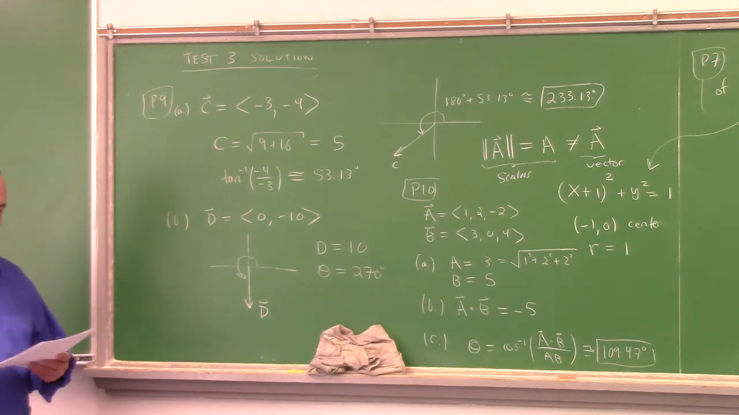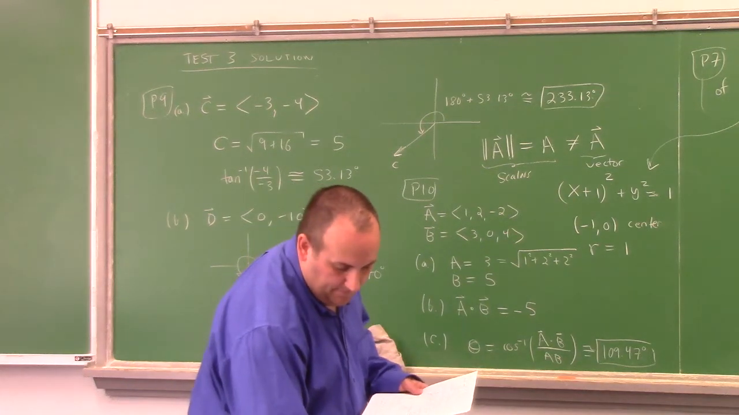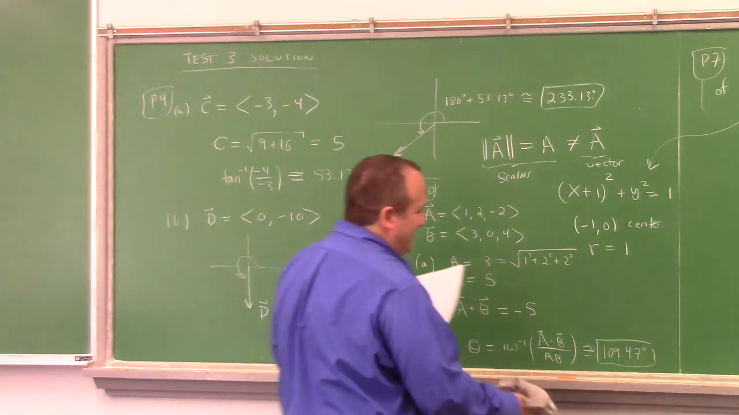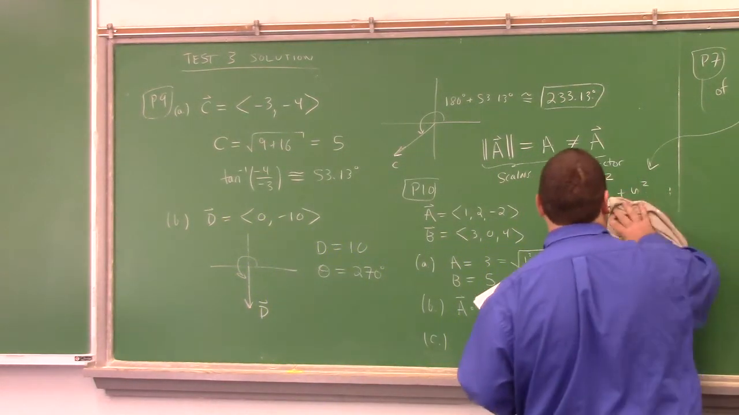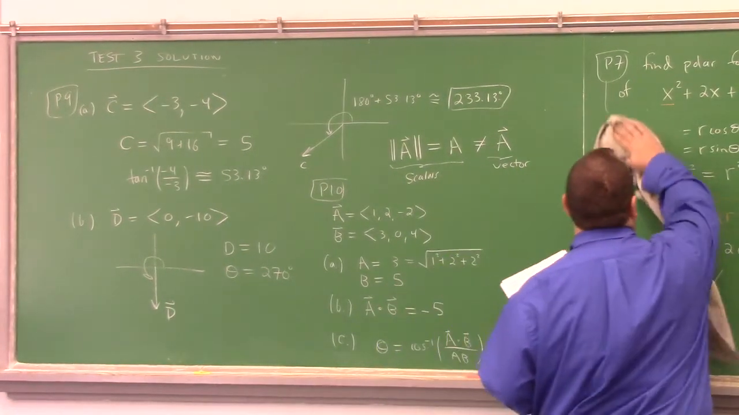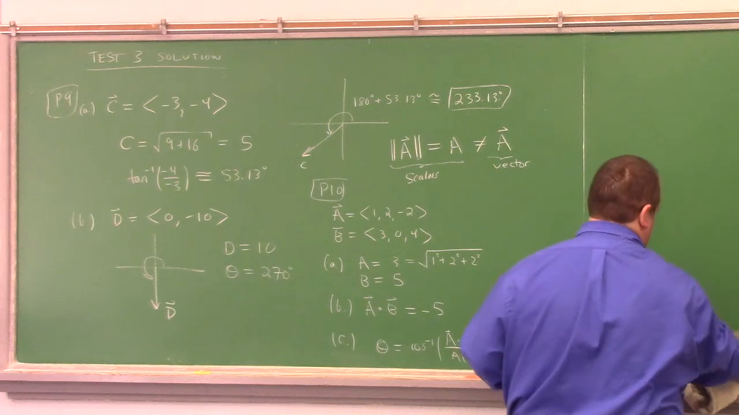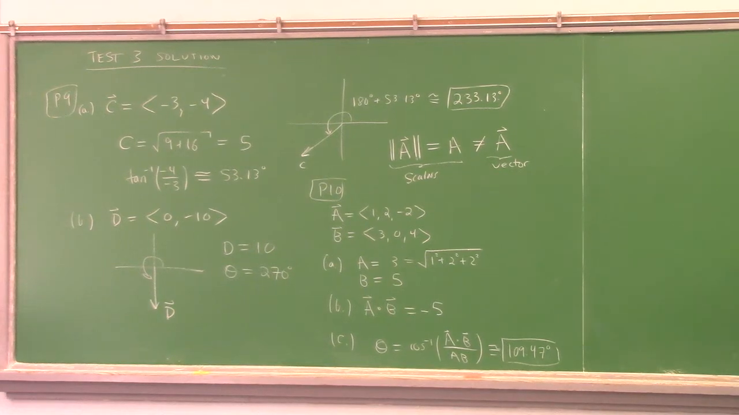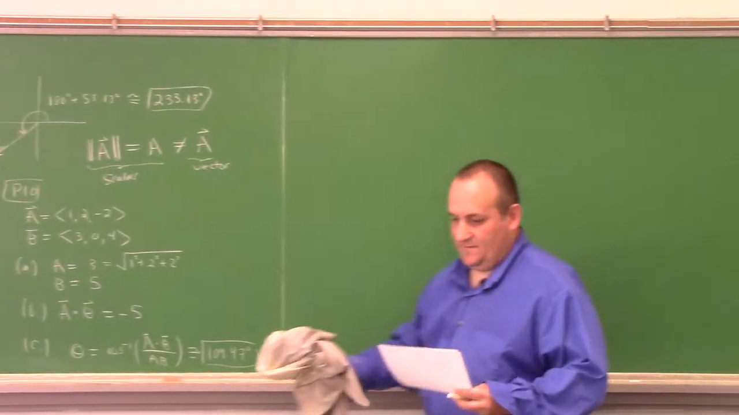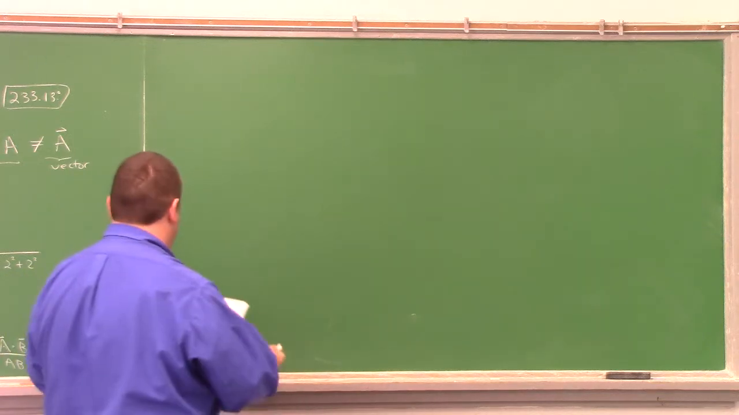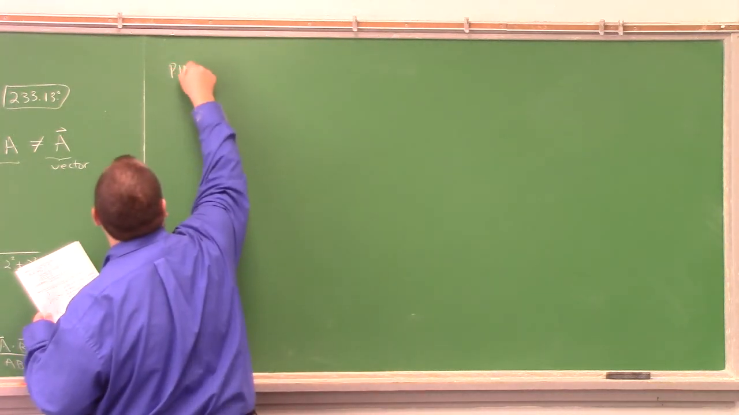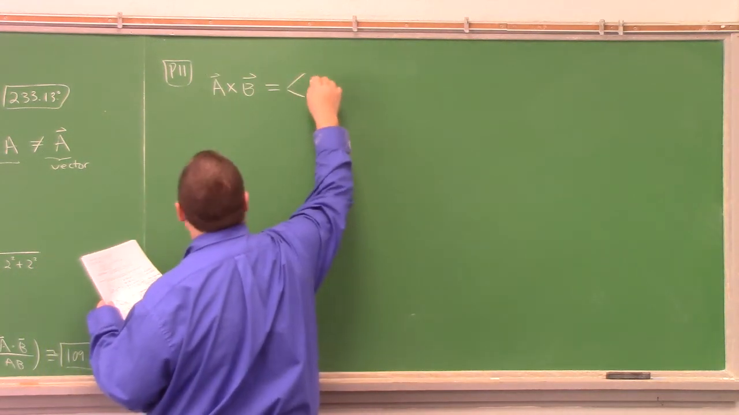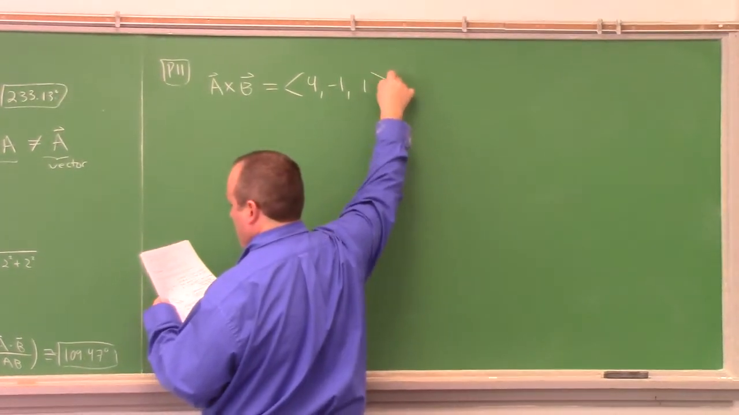Problem 11 was A cross B. Yeah, and so you guys are wrong. Sorry, I'd like to sugarcoat it somehow, but you have yet to quite get your cross product formula down pat. Some of you were confident enough that you should have checked your answer, but you did not. Problem 11, so I'll just tell you the answer: A cross B is in fact 4 minus 1, 1, right?